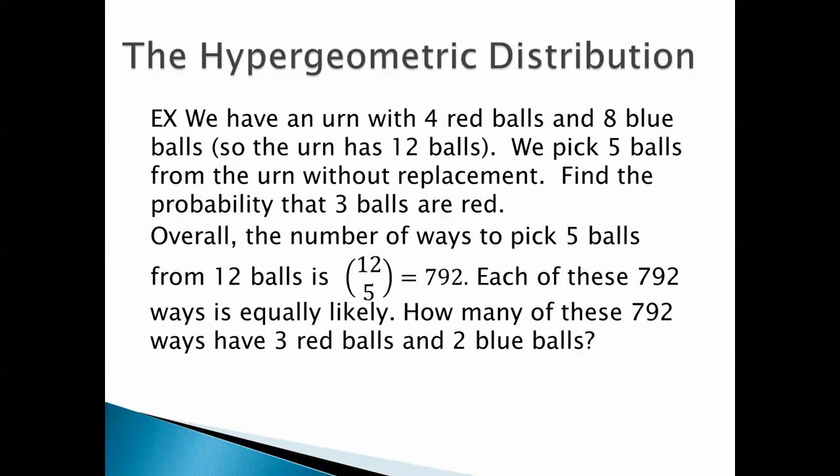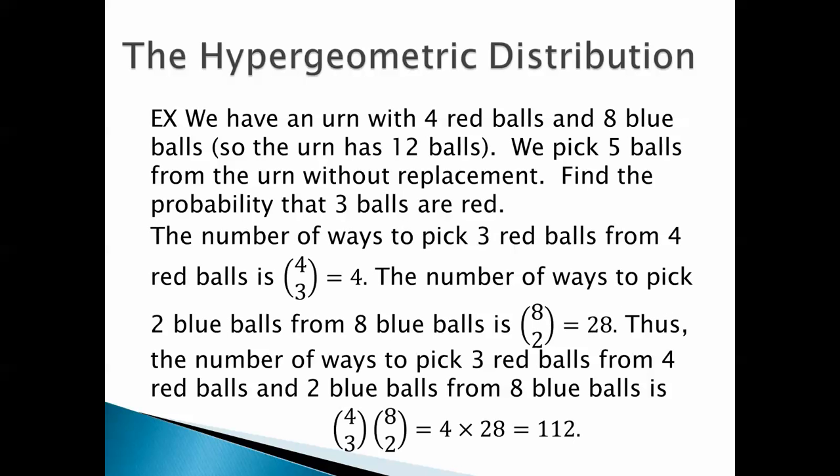Well, overall, the number of ways to pick 5 balls from 12 balls is 12 choose 5, or 792. Each of these 792 ways is equally likely. How many of these 792 ways have 3 red balls and 2 blue balls? Let's count them. The number of ways to pick 3 red balls from 4 red balls is 4 choose 3, or 4. The number of ways to pick 2 blue balls from 8 blue balls is 8 choose 2, or 28. Thus, the number of ways to pick 3 red balls from 4 red balls and 2 blue balls from 8 blue balls is 4 choose 3 times 8 choose 2, which is 4 times 28, or 112.